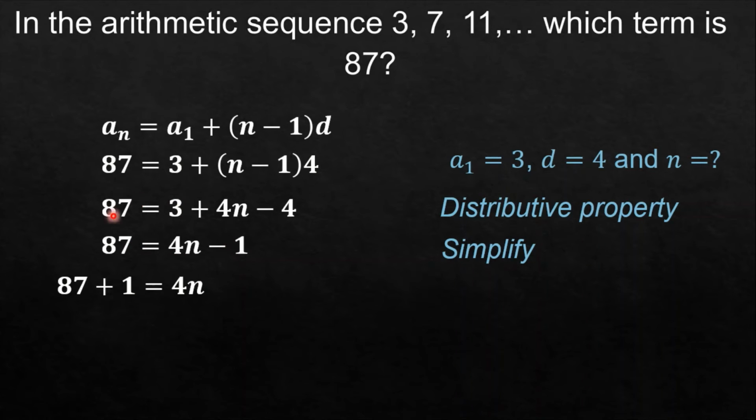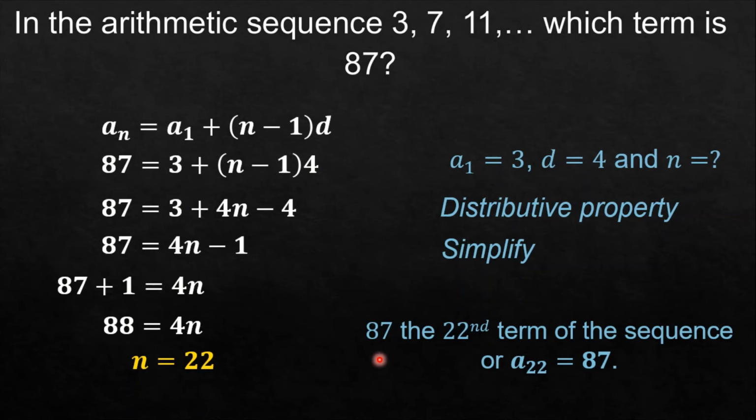O kaya, pwede rin tayong gumamit ng transposition. Tandaan, pag nagta-transpose tayo, pag gumamit tayo ng technique na to, we change the sign. Okay? So, we have 87 plus 1 equals 4n. So, we have 88 equals 4n. Solving for n, divide both sides by 4. So, the value of n is equal to 22. So, we say that 87 is the 22nd term of the sequence, or a sub 22 is equal to 87.